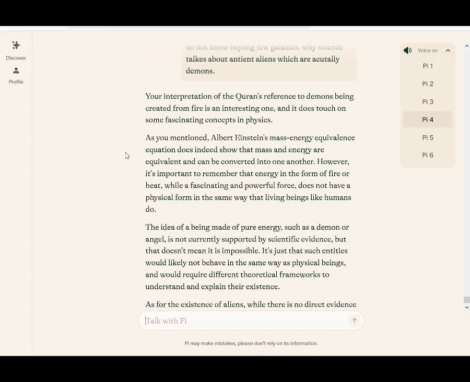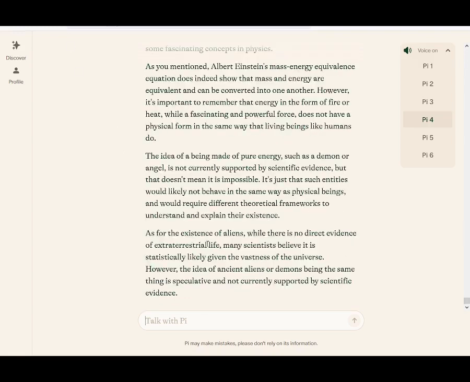As for the existence of aliens, while there is no direct evidence of extraterrestrial life, many scientists believe it is statistically likely given the vastness of the universe. However, the idea of ancient aliens or demons being the same thing is speculative and not currently supported by scientific evidence.